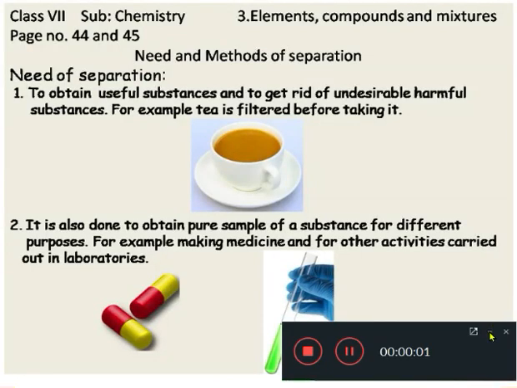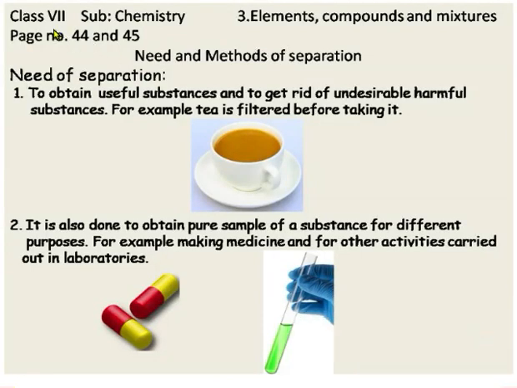Hello students, today we will discuss a topic of class 7 subject chemistry, chapter 3 elements, compounds and mixtures. The topic is need and methods of separation. This is given in your book on page number 44 and 45, so you will go through it.